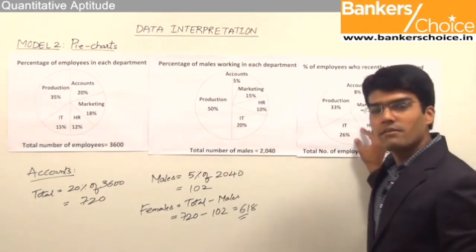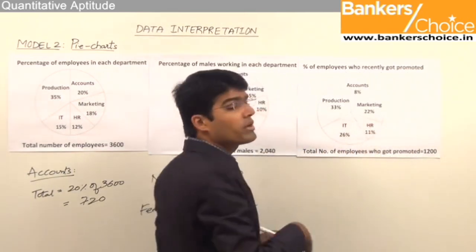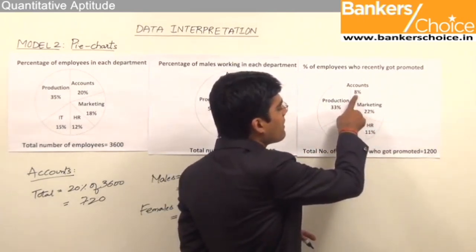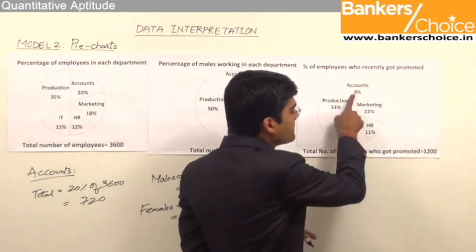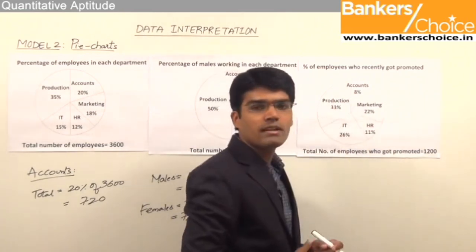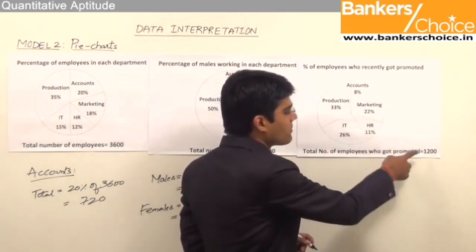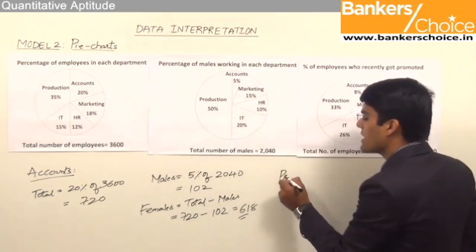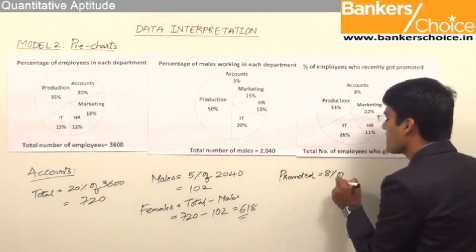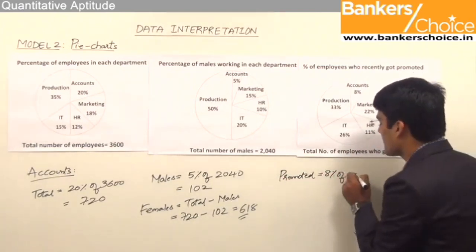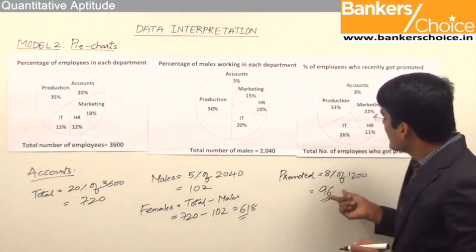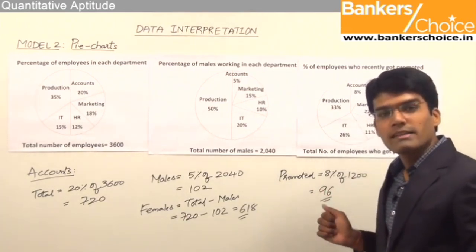From the last pie chart, we know the percentage of employees who got promoted from each of the departments. Again, going by accounts department, it says 8% was the promotion for accounts department. So 8% of the total employees who got promoted, 1200, will be the number of employees who got promoted in accounts department. So it can be taken as 8% of 1200, which will be equal to 96. So 96 employees got promoted in the accounts department.